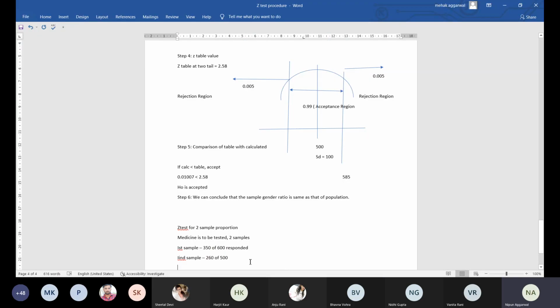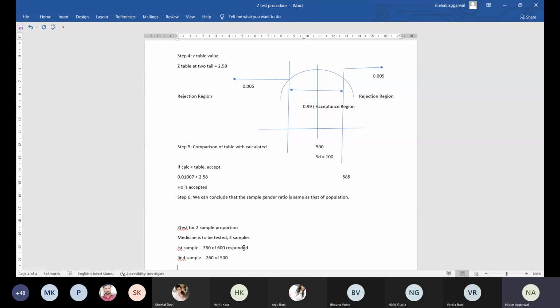So the second sample is given at 2. We are doing the 2 sample proportion. So a medicine is to be tested with the 2 samples. In the first sample, 350 of 600 responded positive, and in the second sample, the medicine tested positive for 260 from 500.